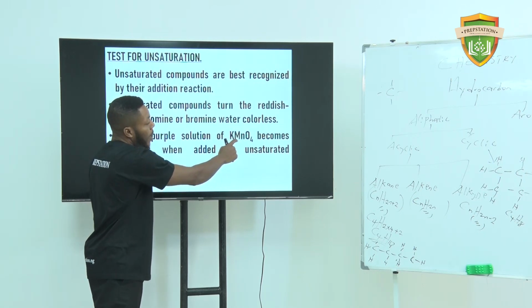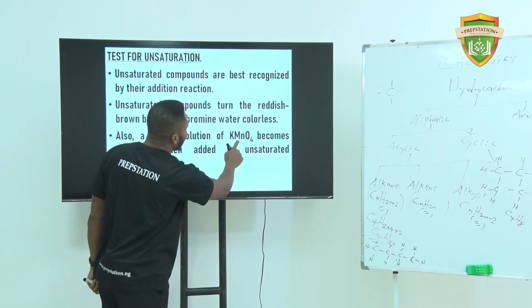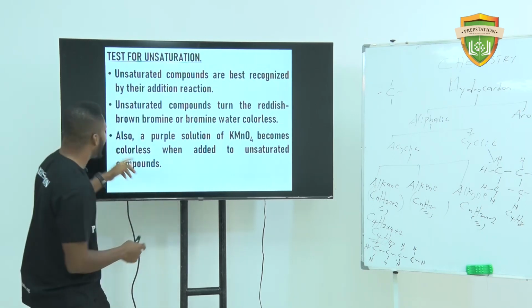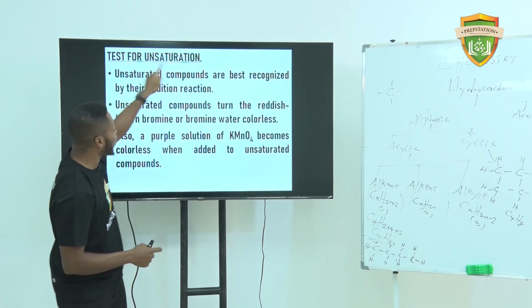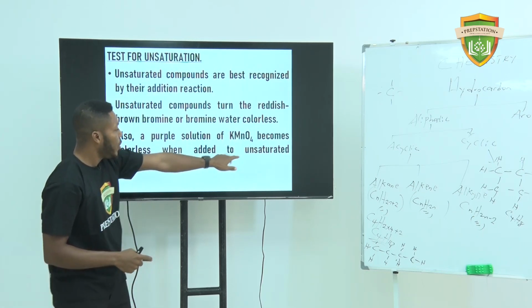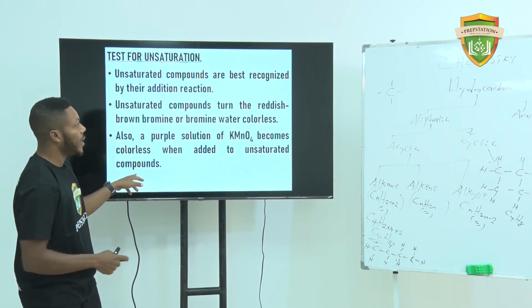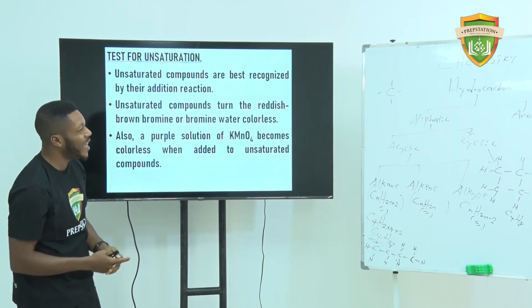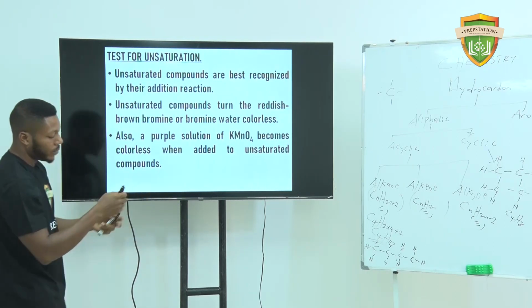Thirdly, if you have a purple solution of potassium tetraoxomanganate(VII), and you subject a compound containing unsaturated hydrocarbon to it, it will convert the color from purple to colorless. Meaning that the compound contains unsaturated hydrocarbon. Okay, let's move on.